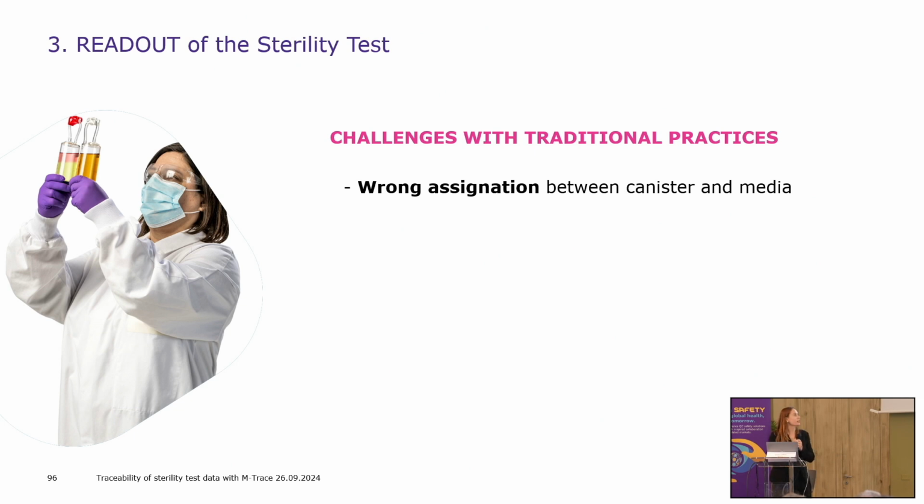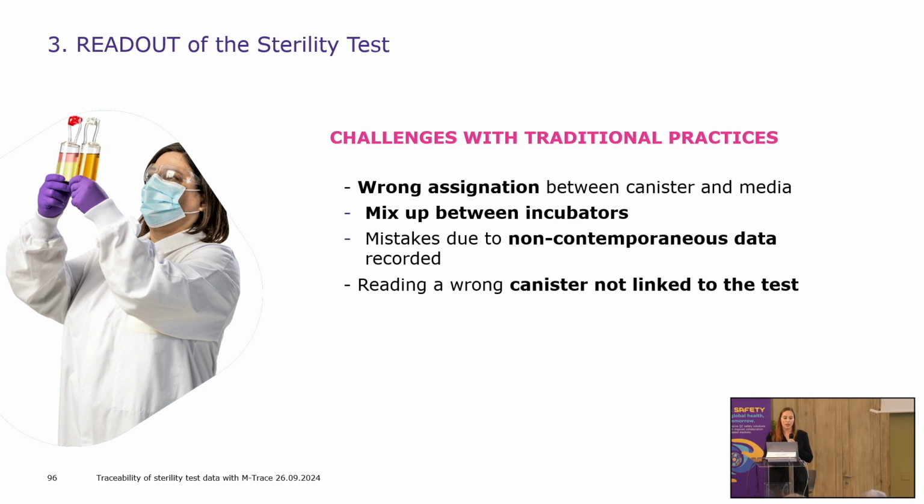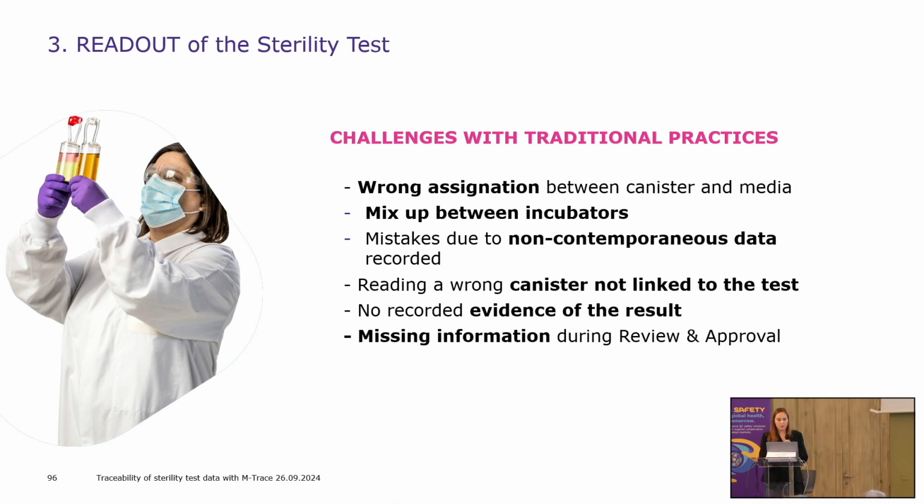Let's see what can go wrong during this step. We can have a wrong assignation between canisters and media. We can have a mix-up between different incubators, or mistakes due to non-contemporaneous data recorded, like who did it or when it was done. We can also read a wrong canister that is not linked to that test, and we are not going to have recorded evidence of the result. And finally, we can miss information during the review and the approval, or we also have the risk of losing papers when archiving.